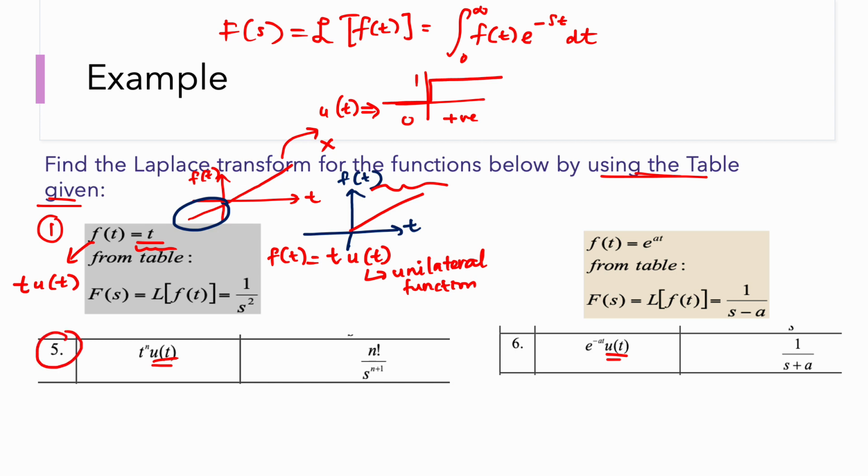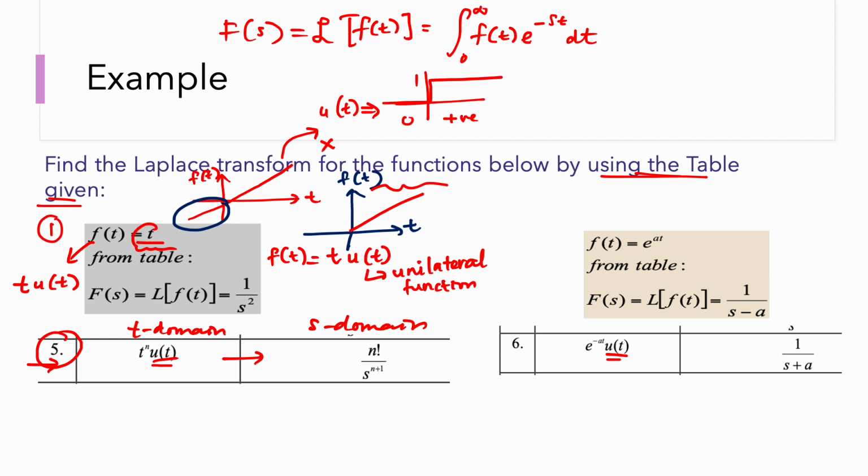So based on our reference from the table, we can see that column number 5 is the most similar to this equation, whereby t multiplied with u(t), the unit step, is in the t domain, and this is in the s domain. It will give us the s domain equals n factorial over s^(n+1).